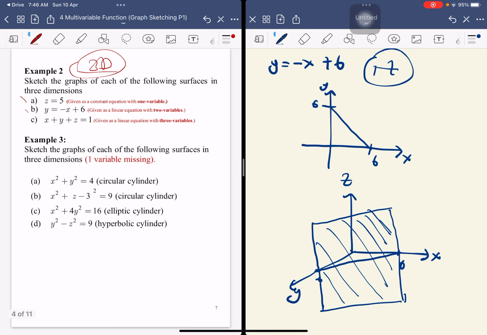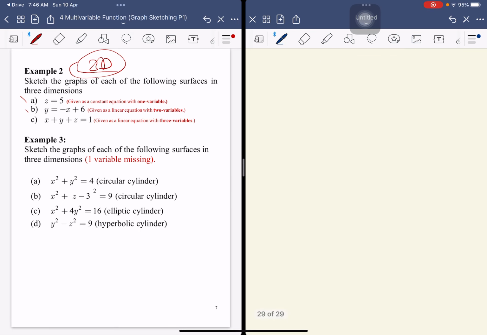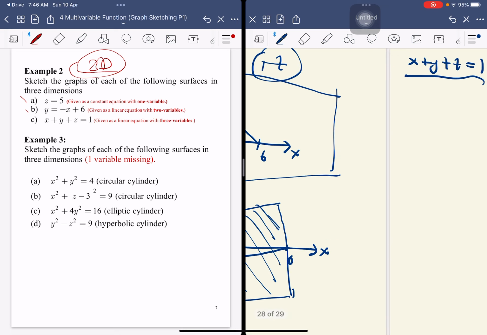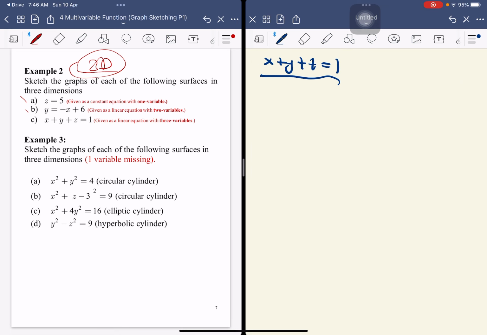And then the third one. The third one, you do not have any missing variables. So this is where we apply the trace. Oh yeah, before I forget, in these cases as well, this is what we call a trace. A trace means that you sketch in 2D first, and then from there you project what kind of surface you should get. So in this case we do not have any missing variables.